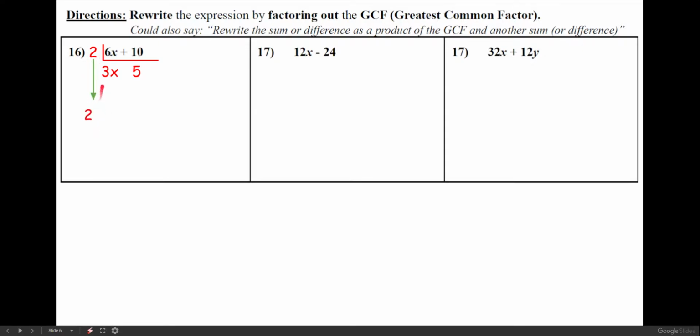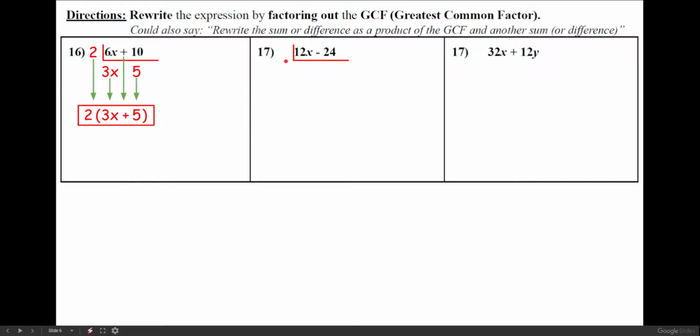So 2 goes on the outside, and then I start my package. My package has a 3x and a 5 inside, and you bring down the plus sign. So bring everything down: the plus sign, bring down the 5. Close your package, and that's your answer. You can try the next one if you'd like. I'm going to keep going.